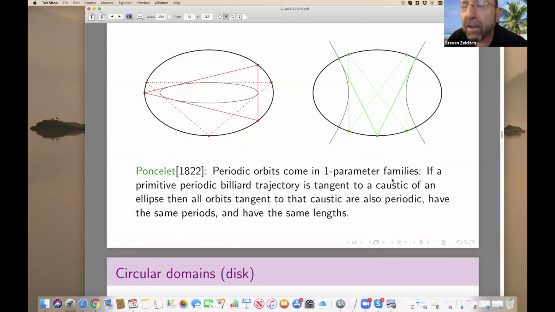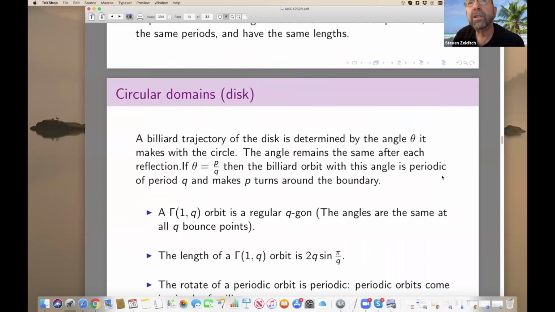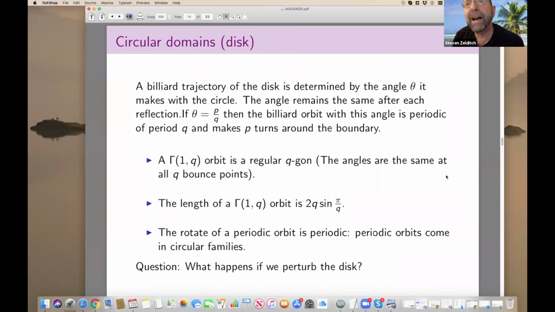So to put it another way, ellipses are highly degenerate billiards. The periodic orbits are degenerate. They come in 1-parameter families. The only ones that don't are the bouncing ball orbits, the major and minor axis. So we're going to be talking about nearly circular domains.